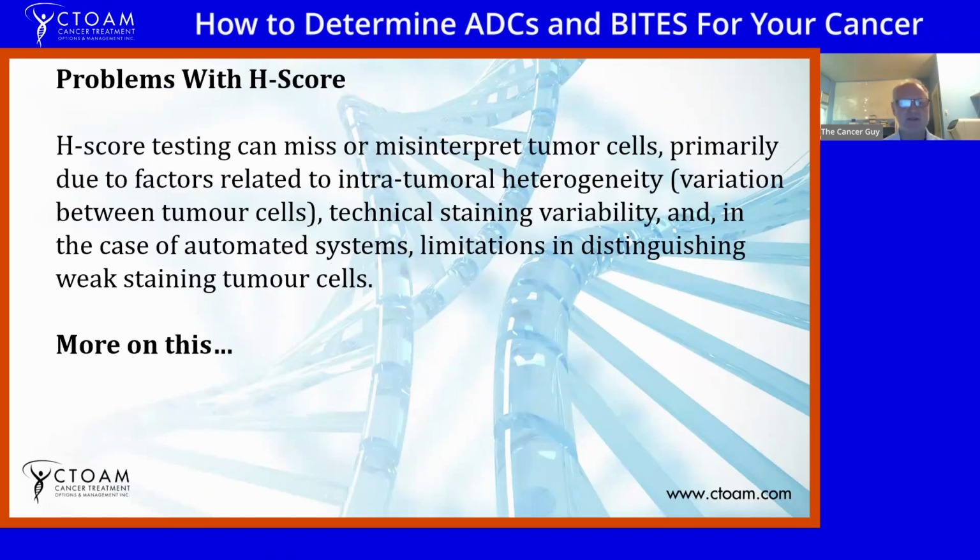So the problems with the H-score is it can misinterpret tumor cells, primarily due to factors related to what we call intratumoral heterogeneity, which is variation between tumor cells, technical staining variability, which is the actual application of the stains they use in the H-scoring method. And in the case of automated systems, limitations in distinguishing weak staining tumor cells. In other words, cells that are weak staining but still could act as a potential drug target.